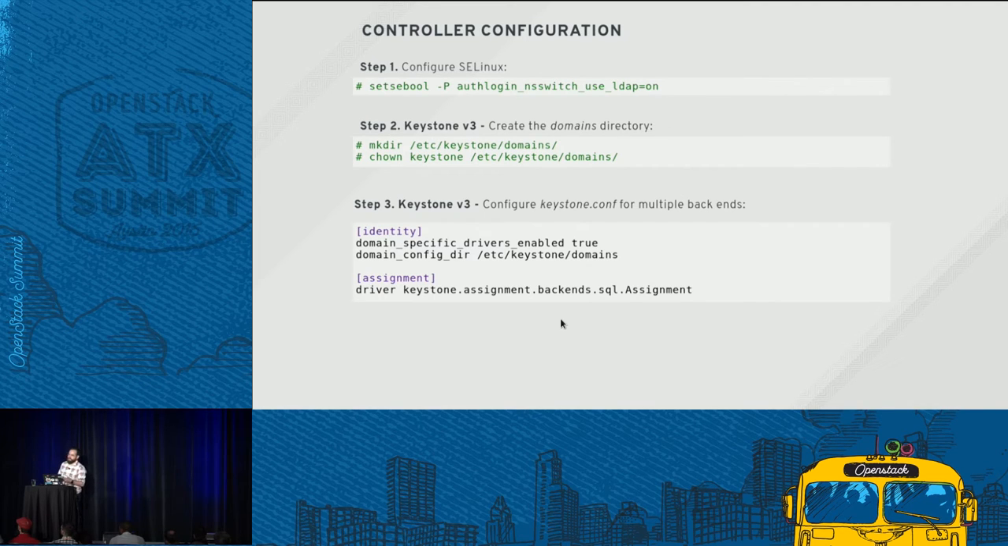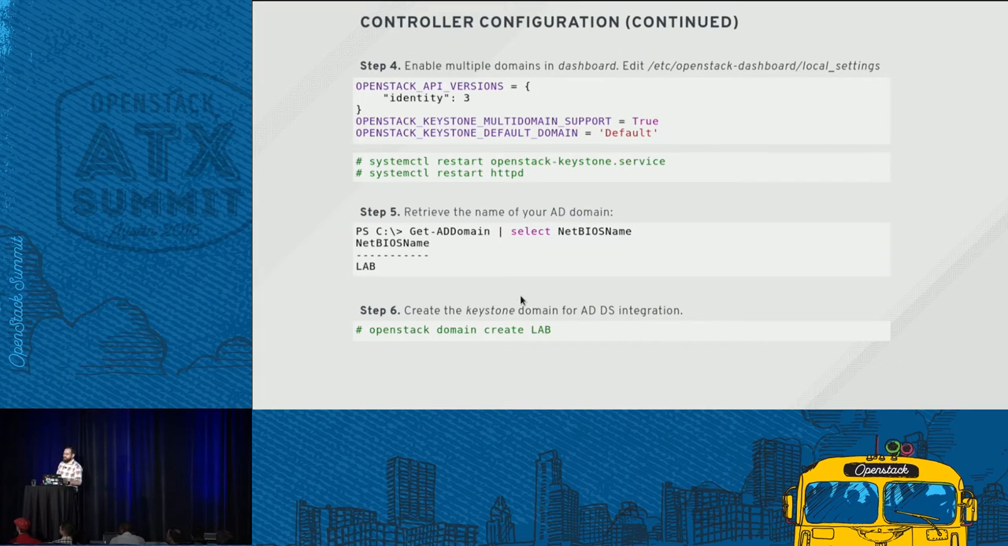So here I talk about what needs to be done on your controller. If you're not using controller concepts, this would be on your Keystone server. You're going to configure SELinux, because obviously you're running SELinux, or you might have an equivalent, but that's what you need to set on it. And then you need to create a domains subfolder. This is a new Keystone v3 specific step. You create a folder called domains, and then you give the Keystone service ownership of that. And then you go into your regular keystone.conf, enable domain-specific drivers, and point it also to that folder that you just created. And also, what you see there is the backend is still going to be SQL. That's the built-in for authorization.